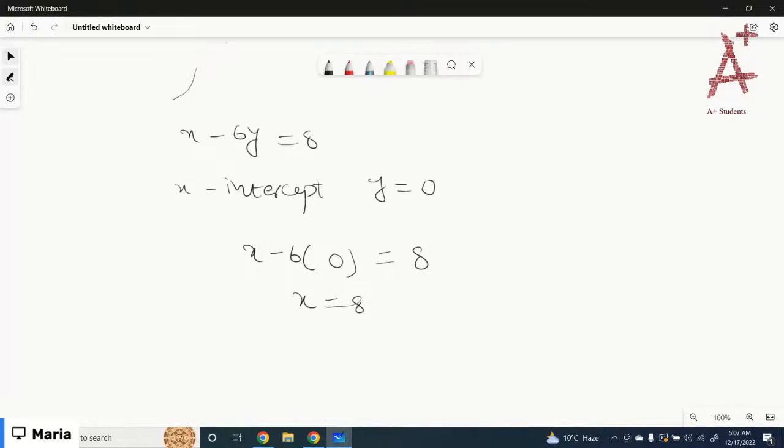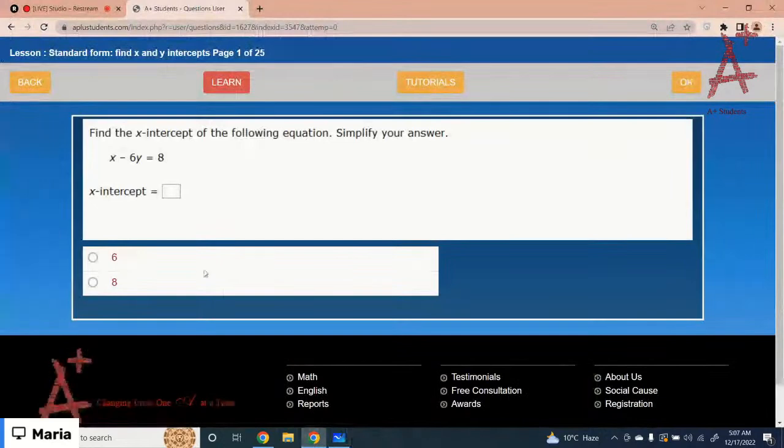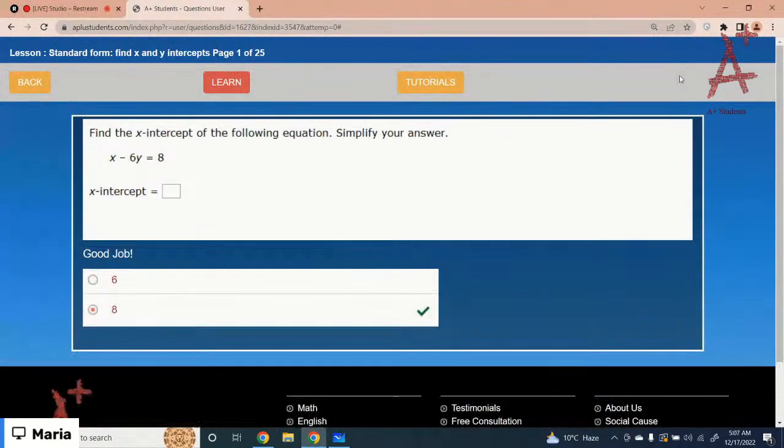So just select the correct option, then click on the OK button. Got it? x equals 8 is the correct option. Just select the correct option, then click on the OK button.